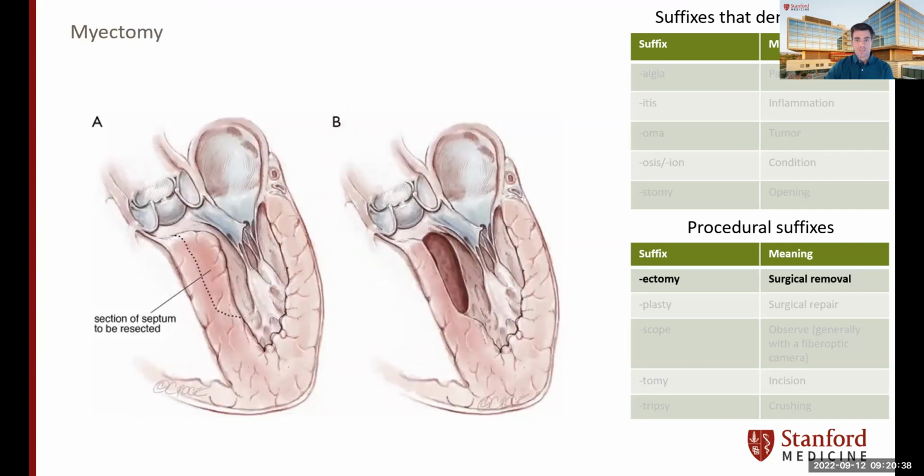There are also procedural suffixes. This tells us what's actually being done to the root. A myectomy is a procedure in which we resect the muscle. This is showing a septal myectomy.